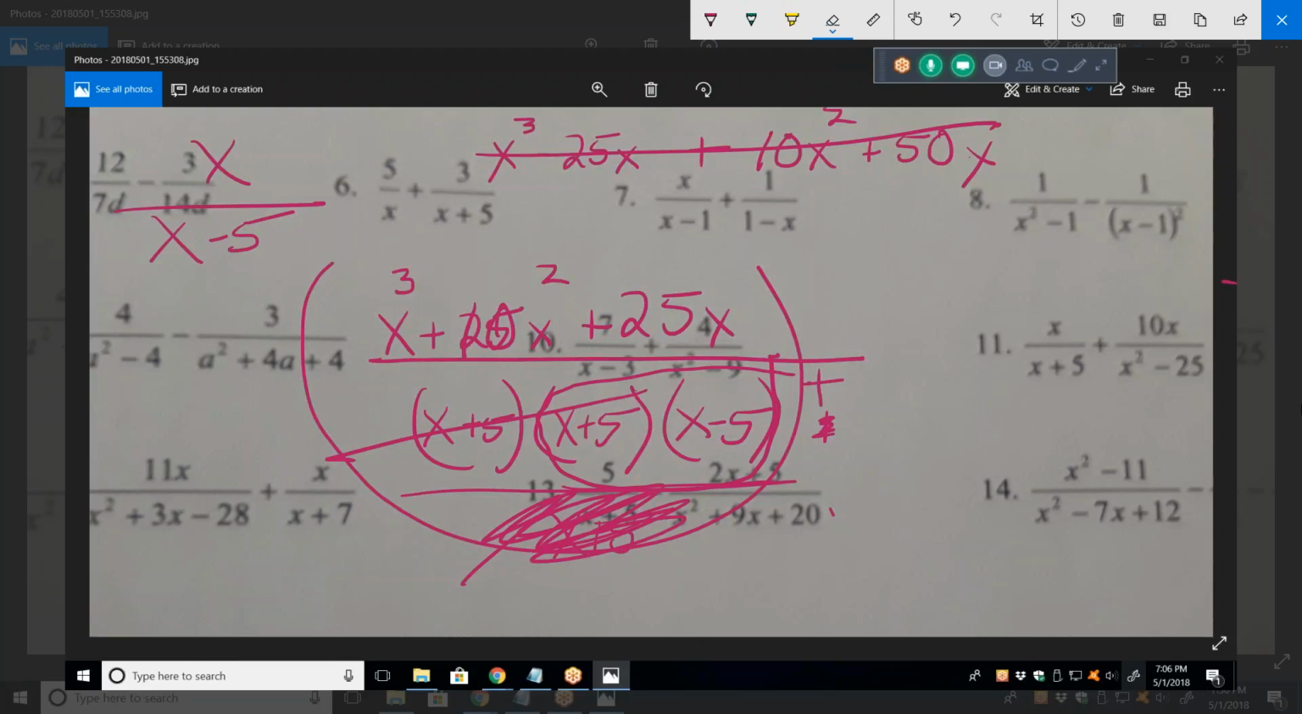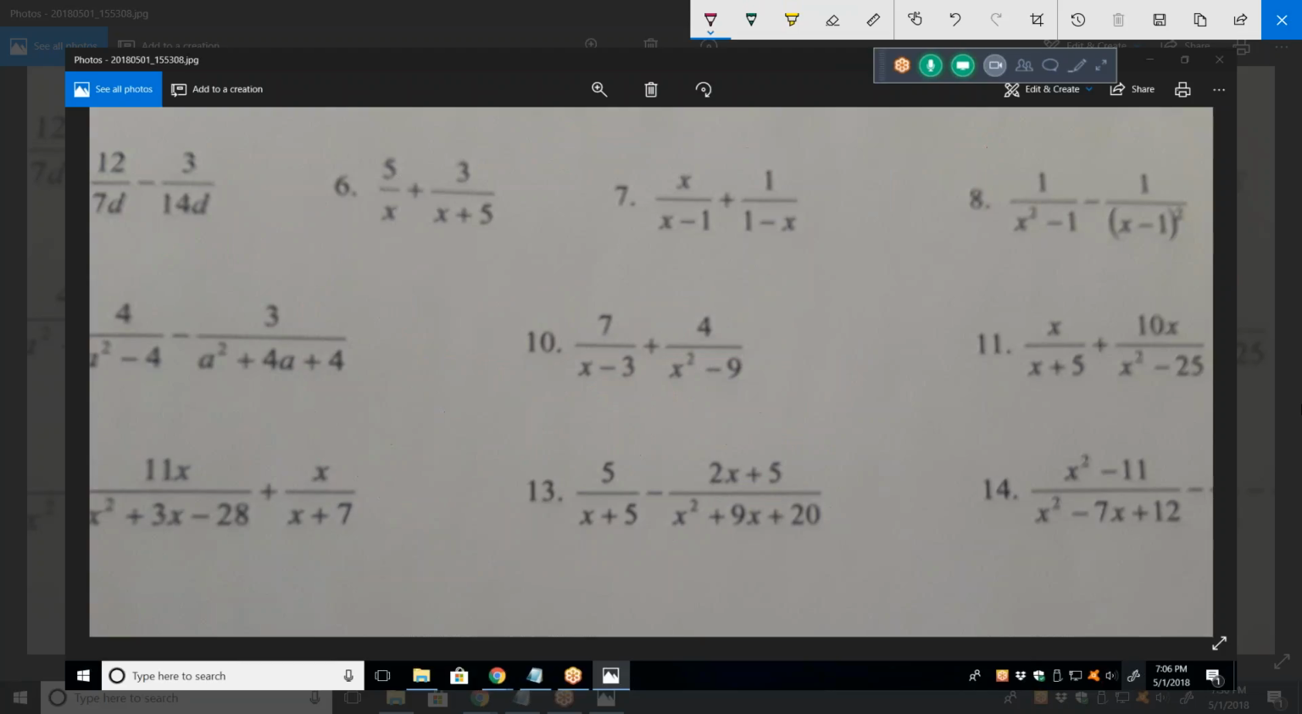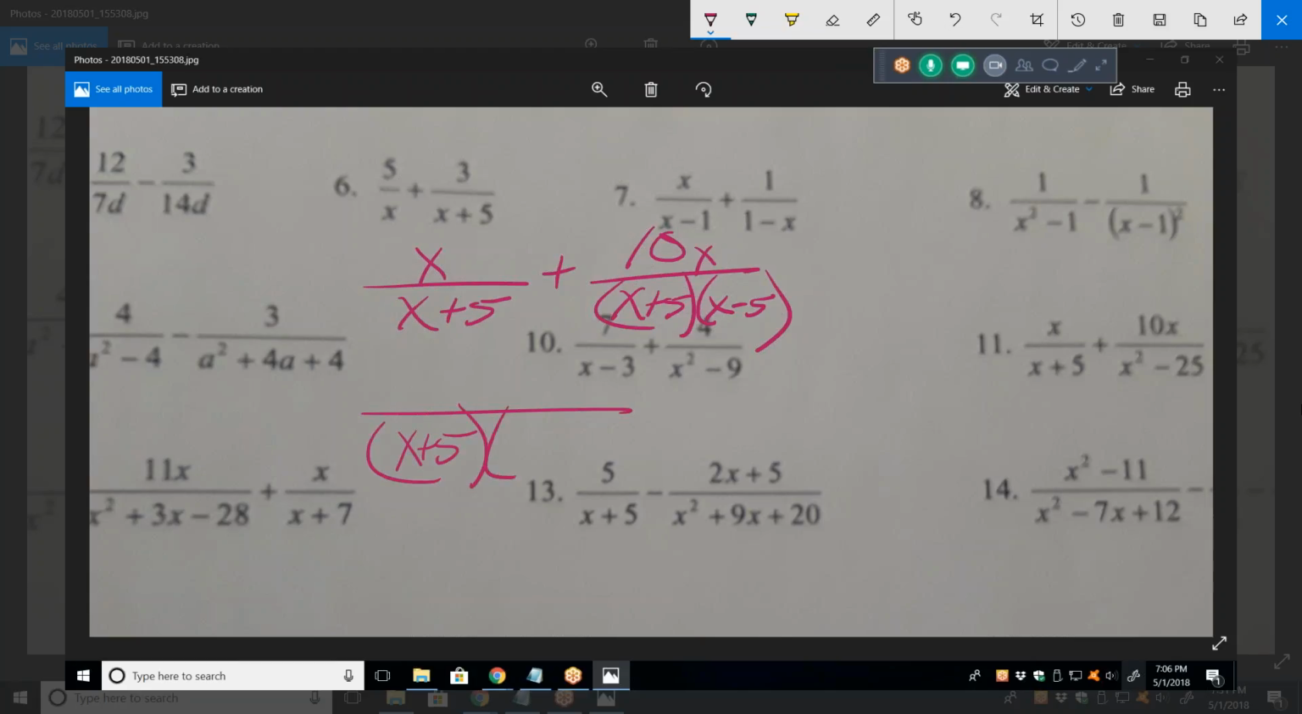You know what? I didn't have to do it this way. Watch, I made a mistake here also. If I've got x over x plus 5, and I'm adding that to 10x over x plus 5 times x minus 5, what's my common denominator? X plus 5 times x minus 5. Exactly. And somehow I ended up with a common denominator that was cubed. In other words, we threw in an extra x plus 5 that we didn't need. The common denominator should have been just x plus 5 times x minus 5.